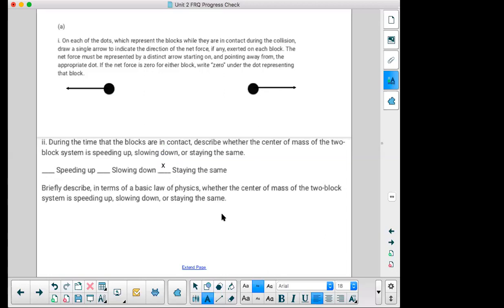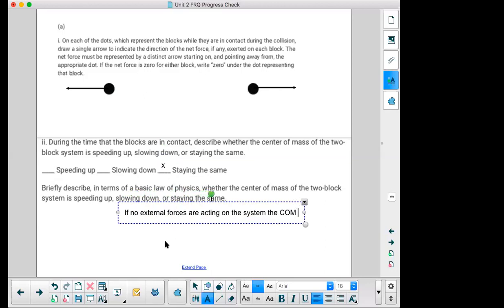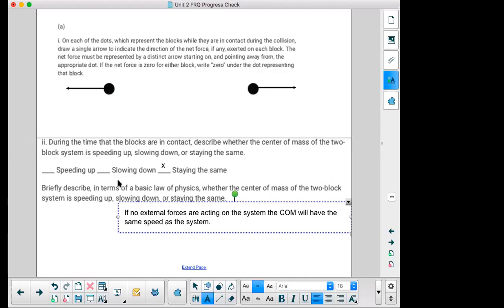During the collision, the center of mass stays the same. And the law of physics you want to invoke here is just that if no external forces are acting on the system, the center of mass will have the same speed as the system. Something just like that. You want to invoke external forces.